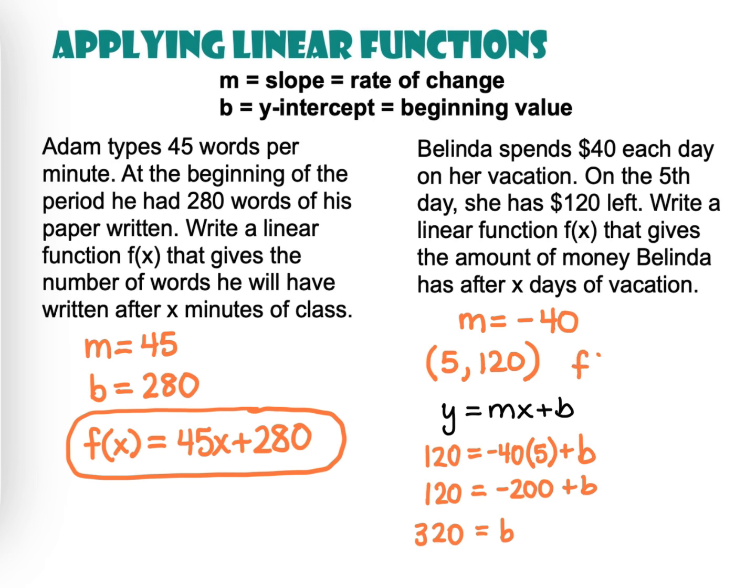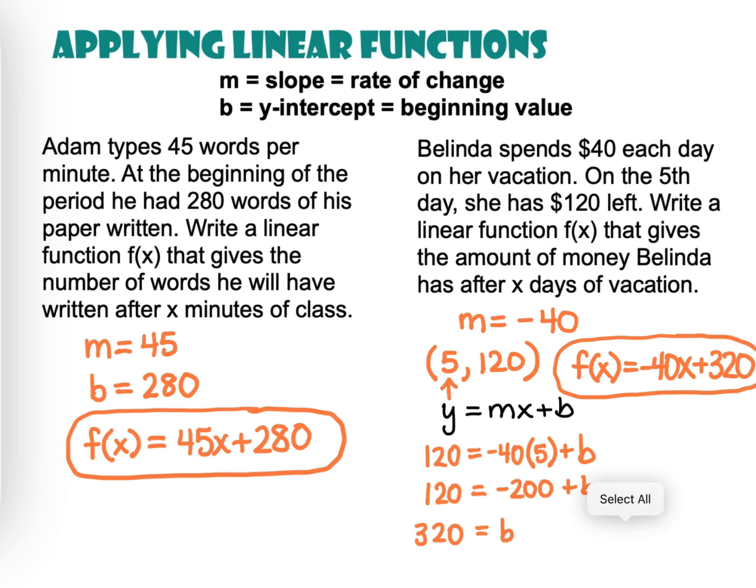So I think I've got my function f of x equals negative 40 per day plus 320 is where she began. A nice way to check that is if you plug in a 5 now for x, negative 40 times 5 plus 320, negative 200 plus 320. That is $120, and that's what we were supposed to have after 5 days.